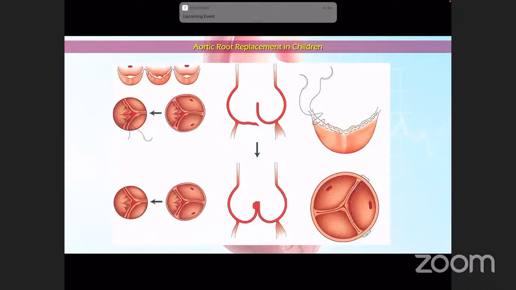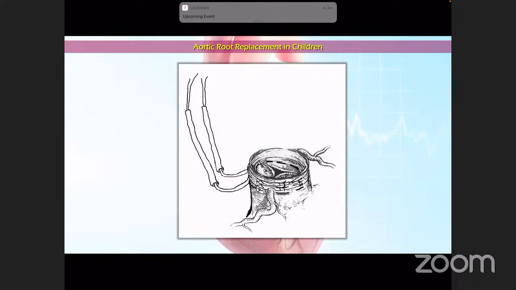Then there is one technique I find personally helpful. Sometimes it's very difficult, when you do the subcommissural annuloplasty or the leaflet resuspension and so on, to judge whether your coaptation is adequate to stop all the regurgitation.